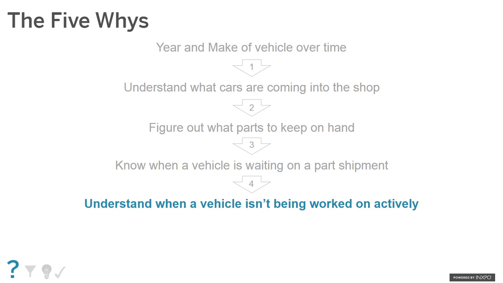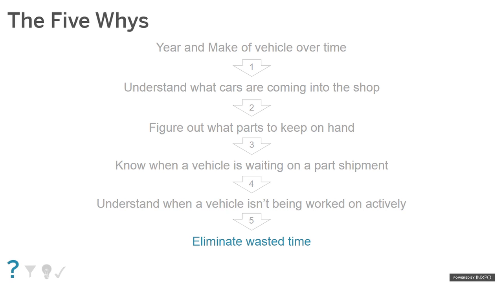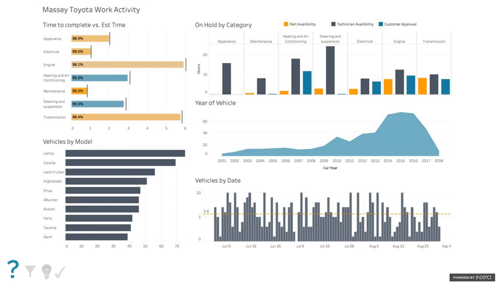And when I asked why he needed to understand this information, finally, what he told me is that he's looking to eliminate wasted time in his shop. And this is actually really interesting because if you look at the list of questions and list of answers he gave me, the first one, understand the year and make of vehicle over time, is going to create a very different dashboard than one that helps John eliminate wasted time in the shop. And the reason he asked me for this dashboard in the first place was because he wanted to eliminate that wasted time. He just didn't tell me that until I talked to him for about 10 minutes and pushed a little bit on what he wanted to get out of the dashboard.